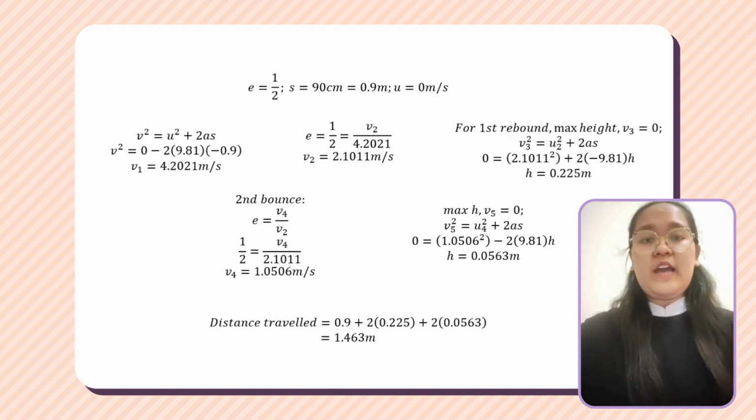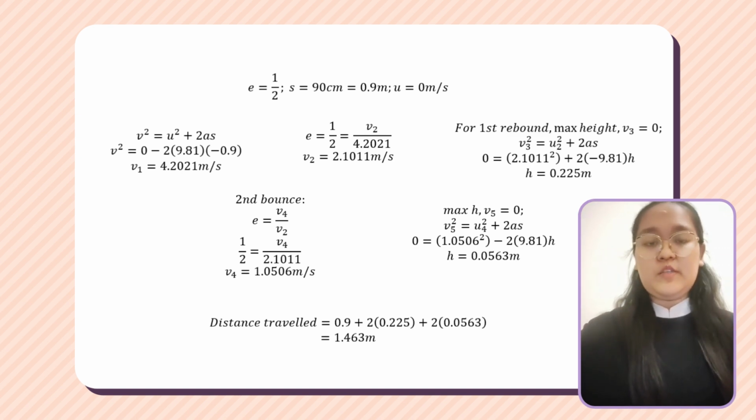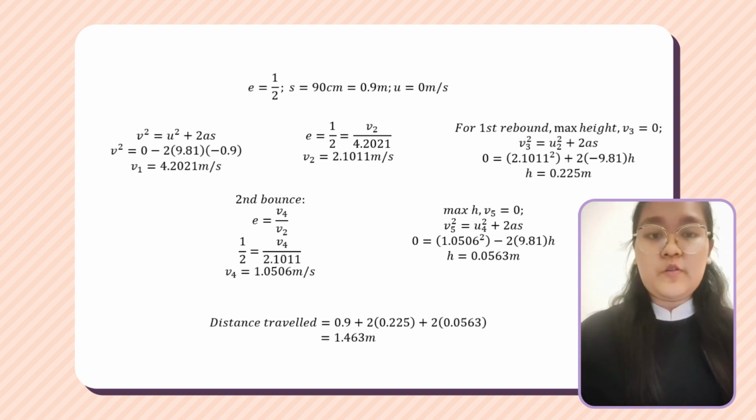Next, we want to find the max height after the second bounce, but we don't have the initial velocity to substitute into the formula. So in order to find the initial velocity, we use the formula of coefficient of restitution, which is 1/2 equals V4 over 2.1011. Why is it V4? Because our V3 is 0.